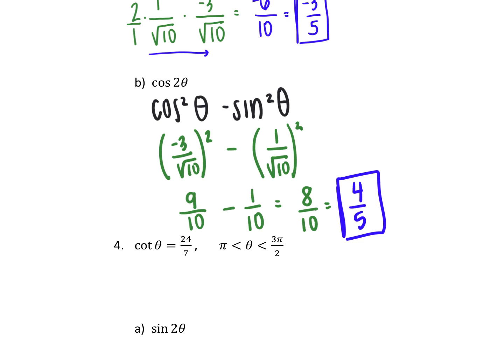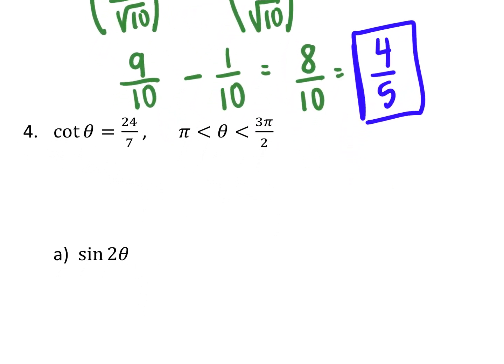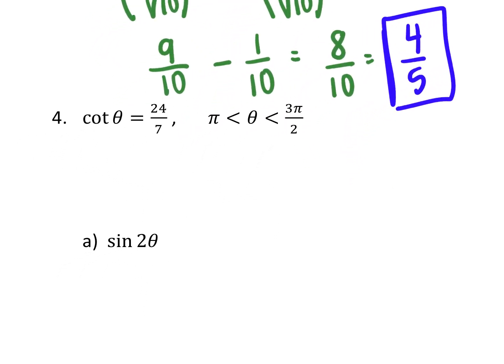All right, in our final one, we're given that the cotangent is 24 over 7. So remember, cotangent is the reciprocal of tangent. If tangent's O over A, cotangent is A over O. Then we're just told which quadrant it's in between pi and 3 pi over 2. That gives us quadrant 3.